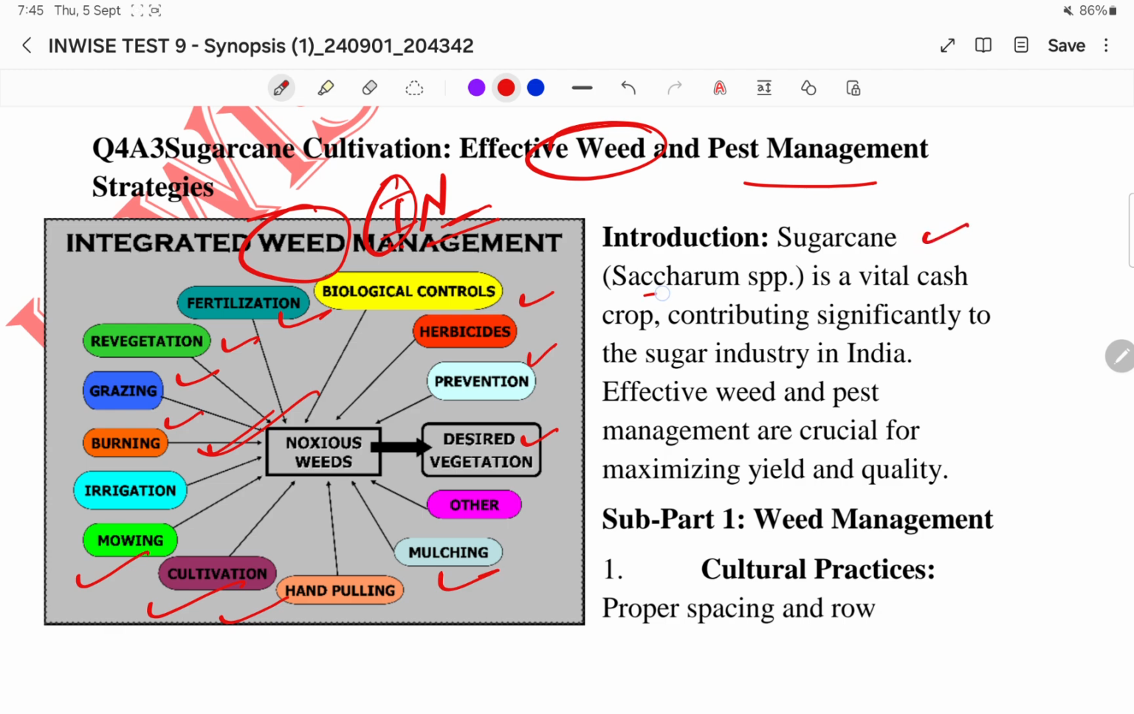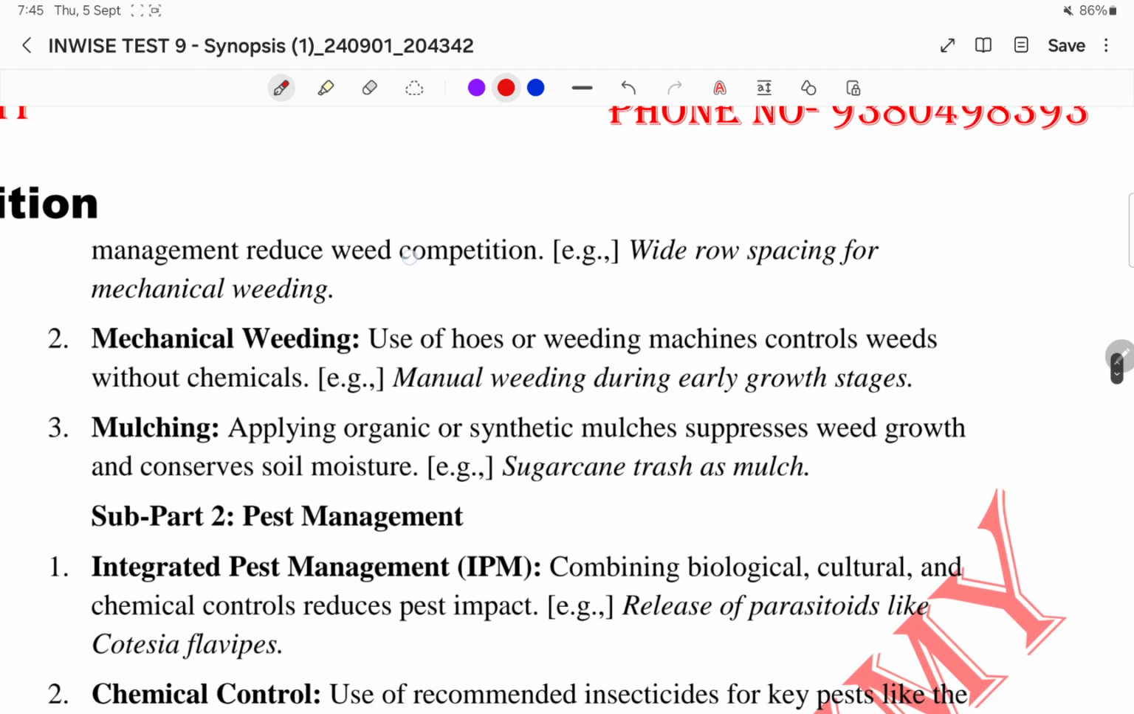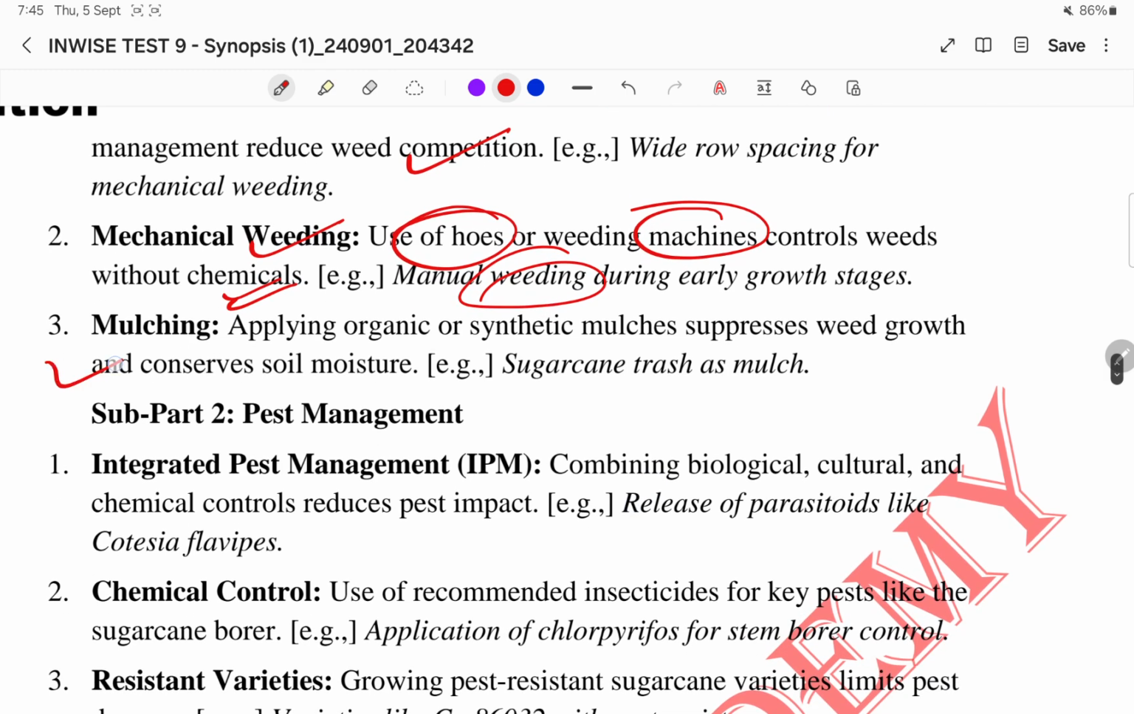Okay, come to here answer. The sugarcane, that is Saccharum species, so it's a cash crop. So sugar industry is contributing to the sugar industry. So weed management, cultural practice like spacing and rowing, they reduce the weed competition, right? Then mechanical weeding, hoeing or weed machines, they control the weeds without chemicals, like manual weeding. Then mulching, applying organic and synthetic mulches suppress the weed growth and conserve the soil moisture. So sugarcane trash as a mulch.